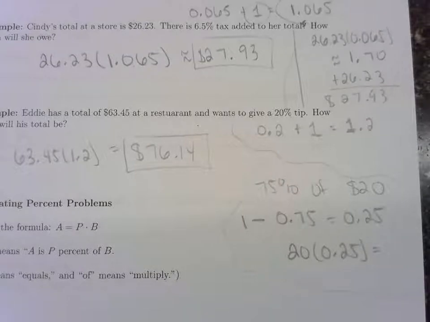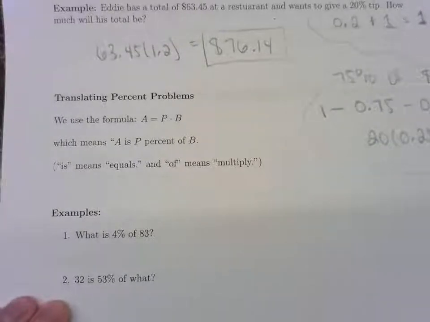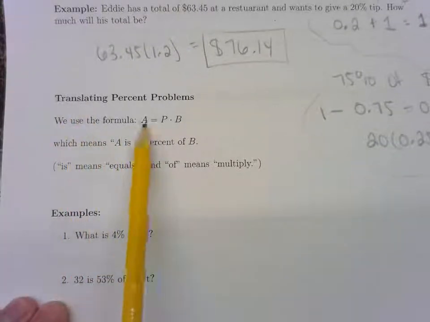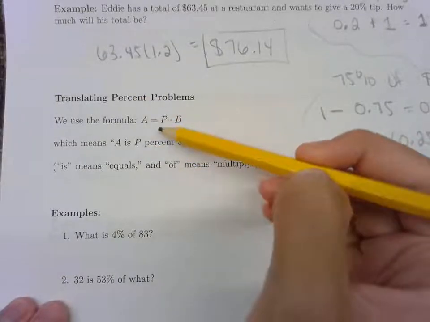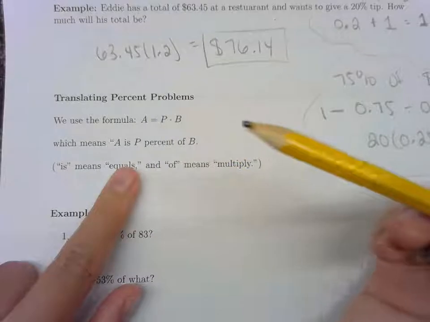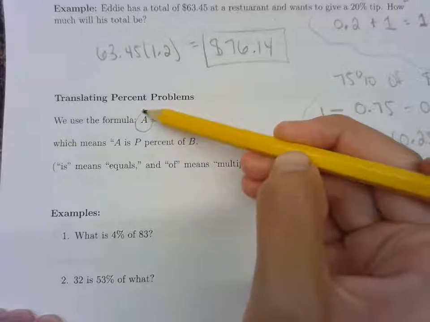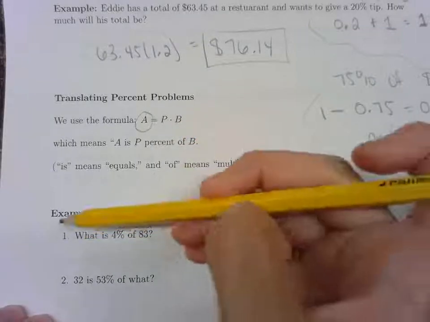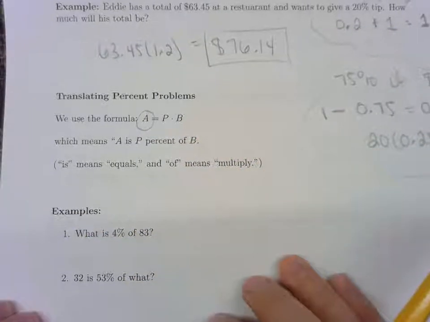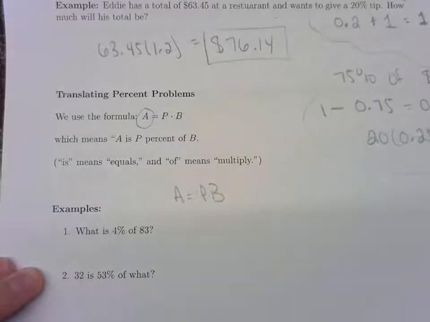We're going to do a couple more things with percents and then we'll move on. Bottom of page 5, we have translating percent problems. We use the formula A equals P times B, which means A is P percent of B. P stands for percent. This equal sign you would always say is or equals, and of means multiply. A is going to be your solution, P is the percent, and B is what we're multiplying by, or the total. These problems can get kind of confusing, so if you always use A equals P times B, I think you'll be okay.